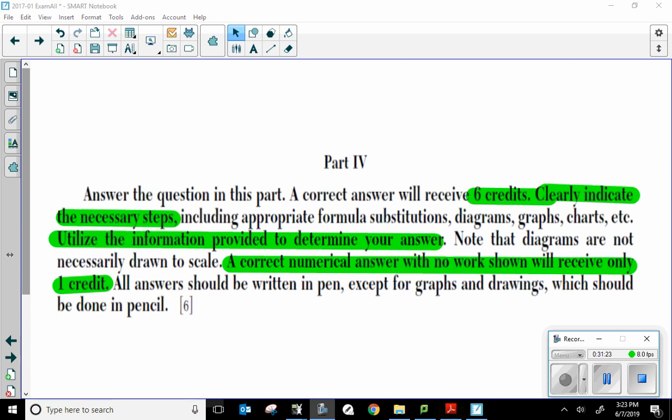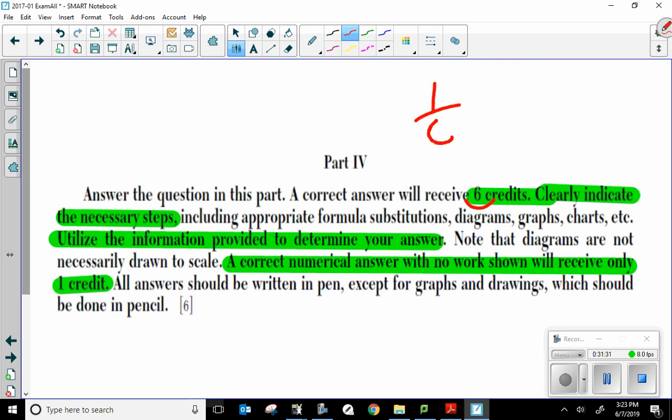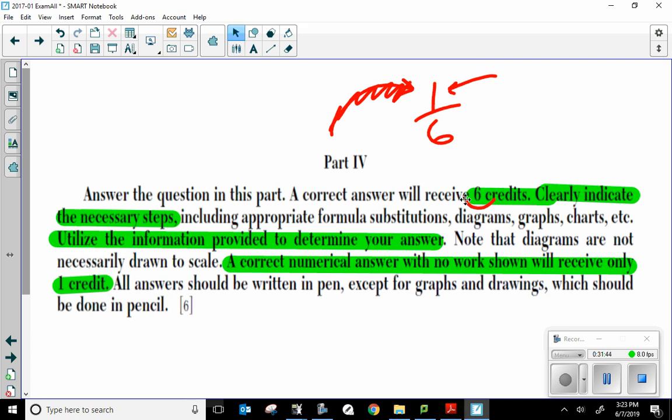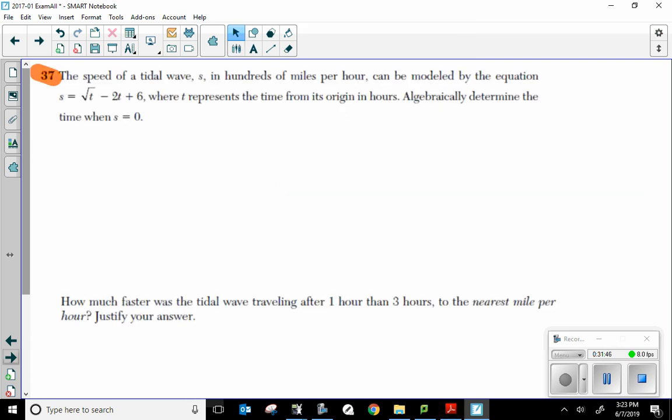Part 4, the final question. Answer the question in this part. A correct answer, 6 points. Again, correct answer with no work, 1 out of 6. Don't be lazy. Be slick if that's the only way you can do it. But if you know your math, don't be lazy. Let's do this. Oh, good, an algebra one.